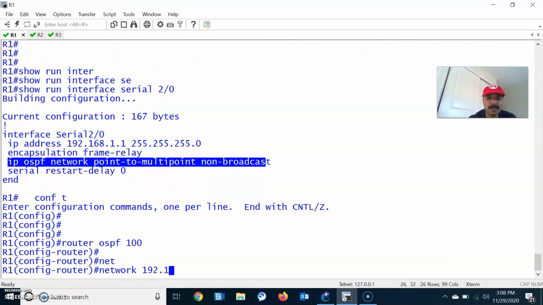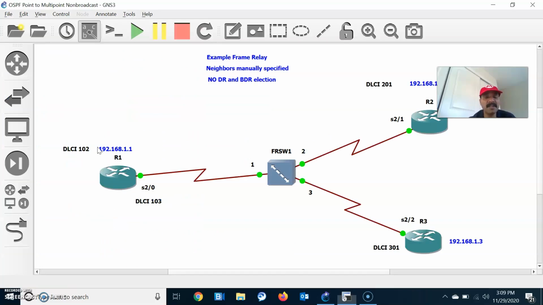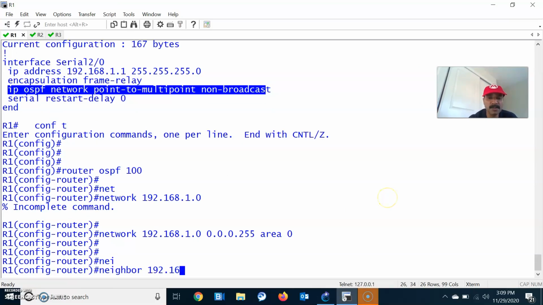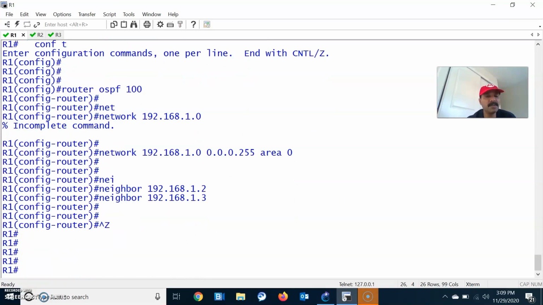Network is 192.168.1.0 followed by the wildcard mask, right? 0.0.0.255 followed by area 0. And now let us configure the static neighbor. It has two static neighbors, 1.2 and 1.3, right? 192.168.1.2 followed by 1.3. So the two neighbors we have configured.